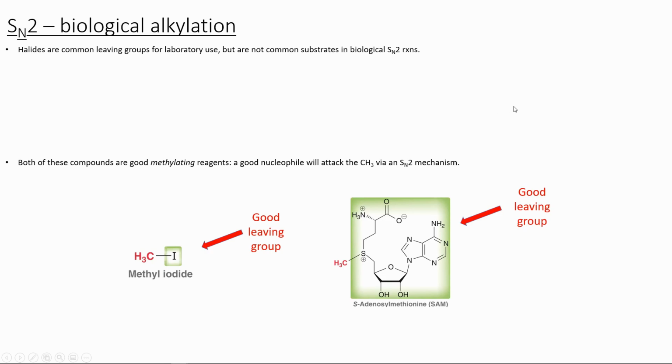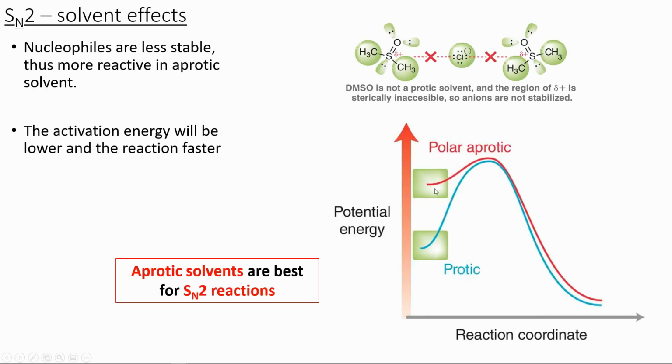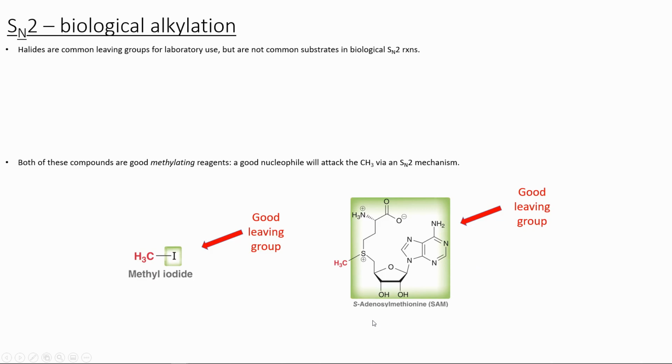Halides are common leaving groups for laboratory use. So in organic chemistry, we'll often use halogens as leaving groups. But biology often uses different leaving groups, such as SAM, shown here, which is a common leaving group used in biological systems. So both of these reagents, methyl iodide or a methyl attached to a SAM, are going to be methylating reagents, and a good nucleophile can attack the methyl group in either case.